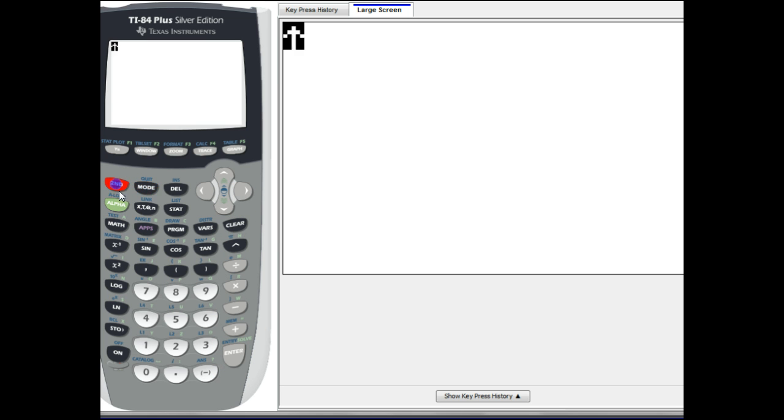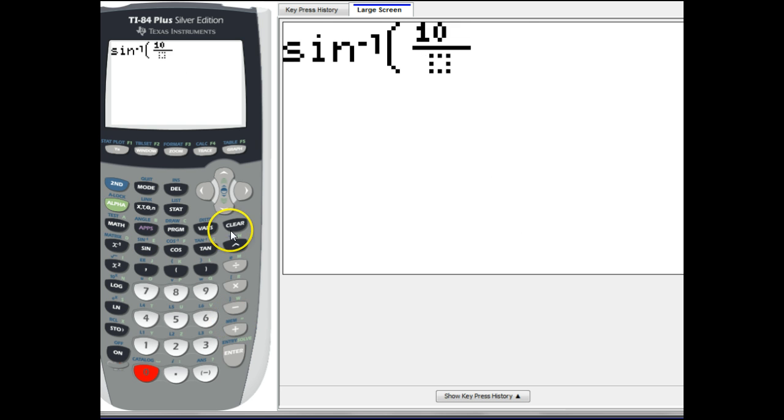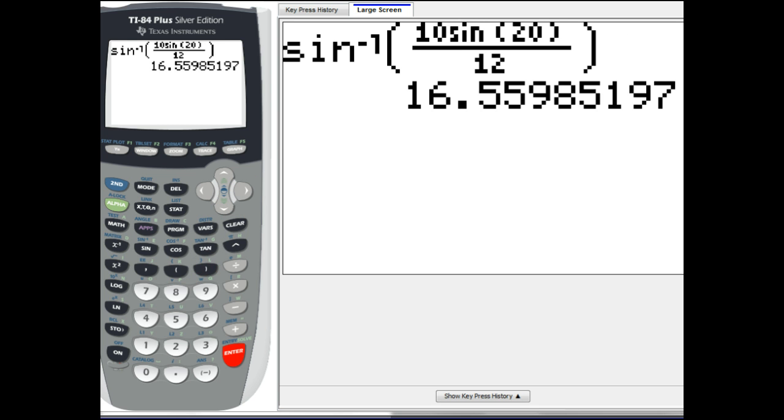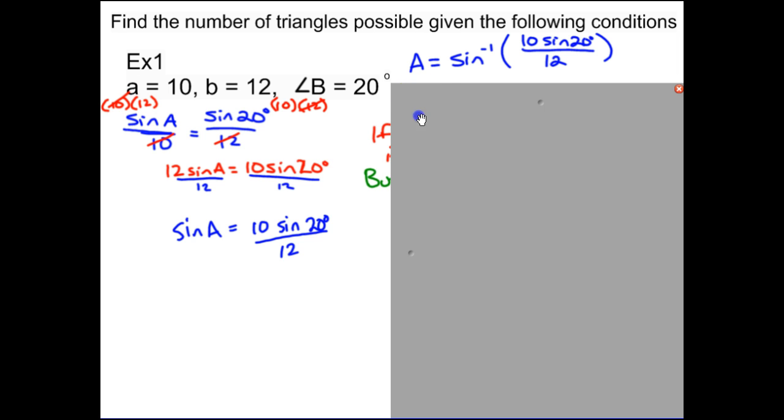Then we're going to go inverse sine of the fraction 10 times the sine of 20 degrees all over 12. Close the parenthesis. And there's our angle A. We can approximate this to be 17 degrees. We're not going to need to be more precise than that. Okay, so now we know that angle A is 17 degrees.